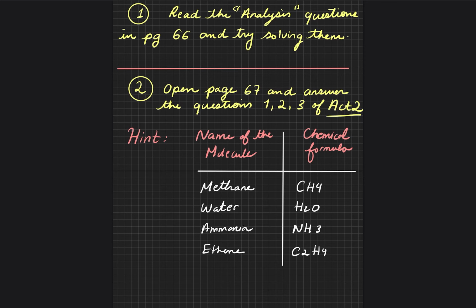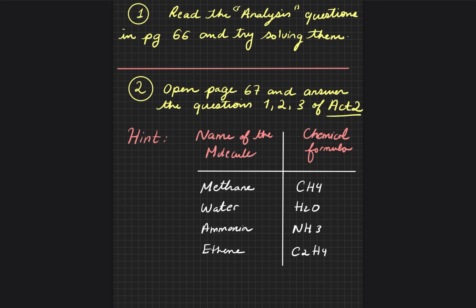Hello class. In the last video, we finished with this homework where I asked you to read page 66 and solve the analysis questions, and also to copy the table that was in page 67 and to state the number of nitrogen atoms, hydrogen atoms, oxygen atoms, and carbon atoms in each of the following compounds. So the following molecules.